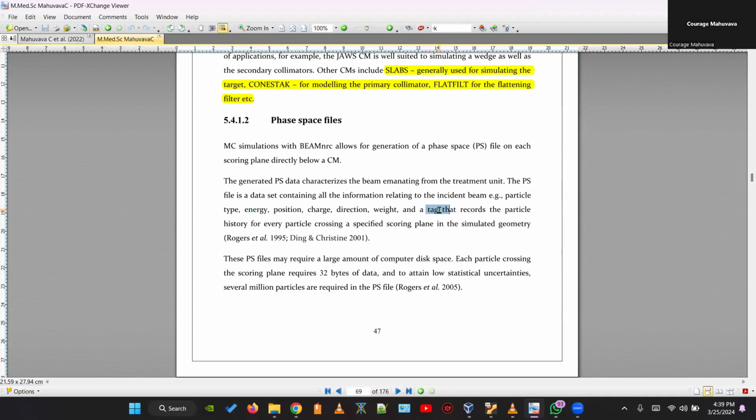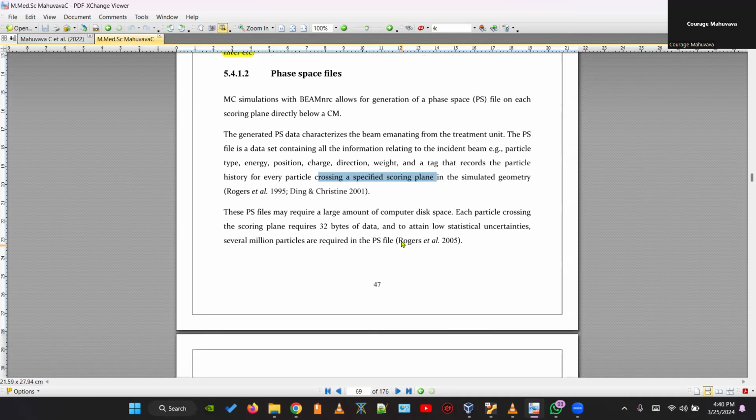You see that when we open the software, you see things like latch. So charge, whether it's an electron, plus one or minus one, or a photon, zero, or a positron, which is positive, right? Position, type of the particle, its energy, direction, everything for every particle that crosses that scoring plane, right? When you say scoring plane, we are simply talking about where you are collecting your phase space file, all right?